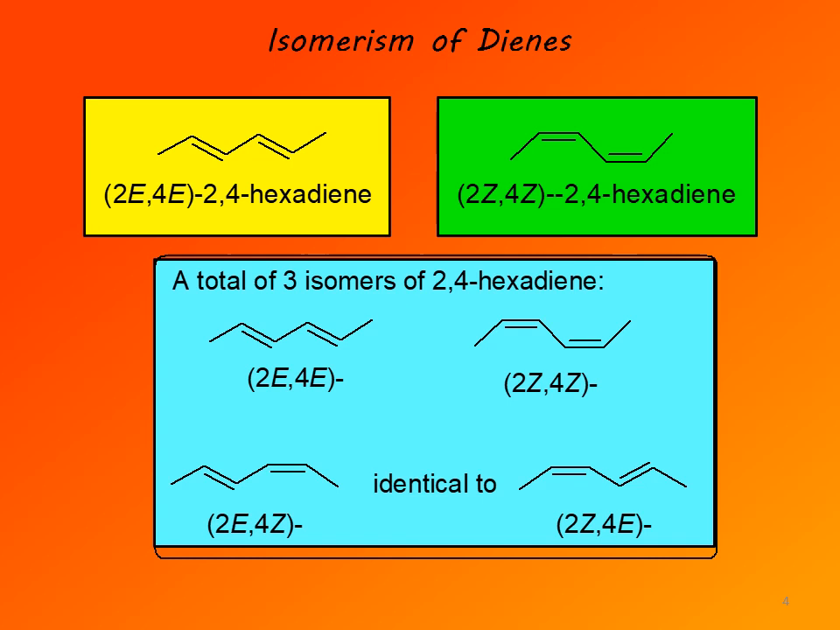Note that 2,4-hexadiene has 3 isomers. So we have already seen 2 of them, 2E,4E and 2Z,4Z. Note that 2E,4Z and 2Z,4E are identical. And that happens when compound is symmetrical, which means that each of the double bonds has same set of substituents. And you can analyze each double bond, see what are the substituents on it, and you will see that each of the two double bonds has same set of substituents. When that happens, then number of isomers is reduced because 2 of the isomers are identical. EZ is identical to ZE.